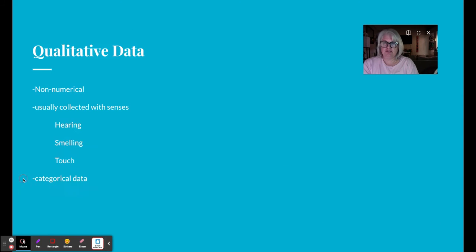Let's move on to qualitative data. Qualitative data is non-numerical. These are things that you basically collect with your senses, kind of like observations.